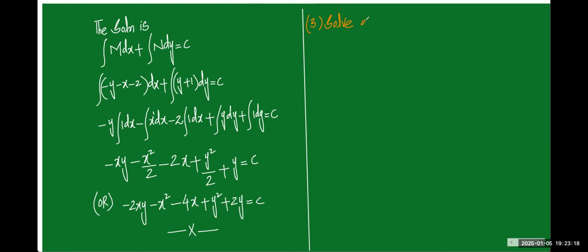The next question will be: solve dy by dx plus y cos x plus sin y plus y, all divided by sin x plus x cos y plus x, and that is equal to 0. Now I want to make you something complicated, not complicated. The question is not so easy, so we will solve this problem in a different way.